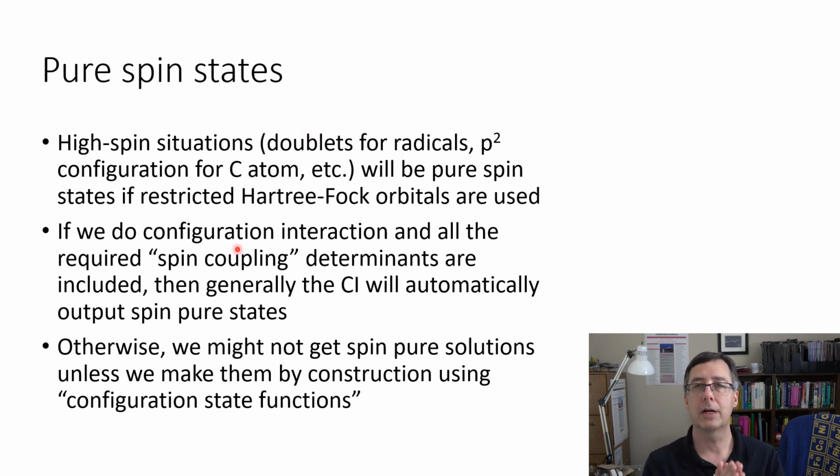If I do a configuration interaction procedure like CISD, and I've been careful to make sure that I have all the possible spin coupling possibilities that are necessary to form a spin eigenfunction, then the CI will automatically give me a spin eigenfunction out, unless something weird goes on in my procedure. So a lot of times CI, even if I do the CI with a determinant basis, will give me spin eigenfunctions out if I have all these spin coupling determinants.